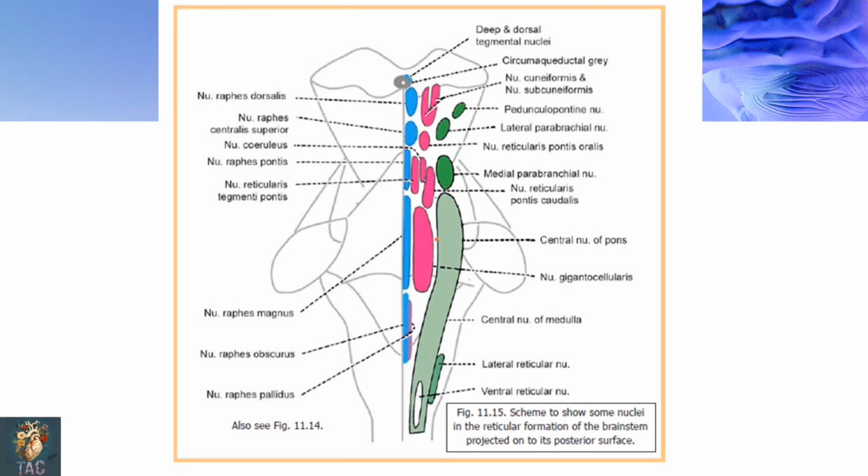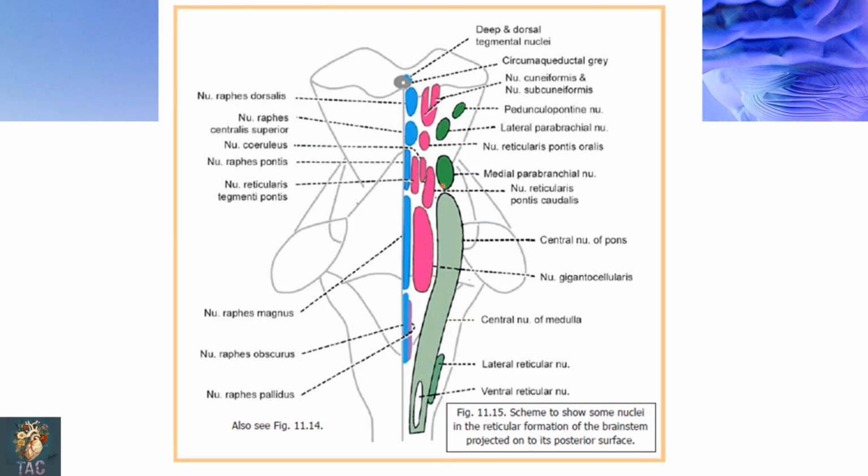So the reticular formation can be studied in three groups. The first is the median group, the second is the medial group, and the third is the lateral group. In the median group, you can see throughout the brainstem this nucleus which is present. This is called the nucleus raphe. Then in the medial group, at the level of the medulla oblongata, you can see the nucleus gigantocellularis is present.